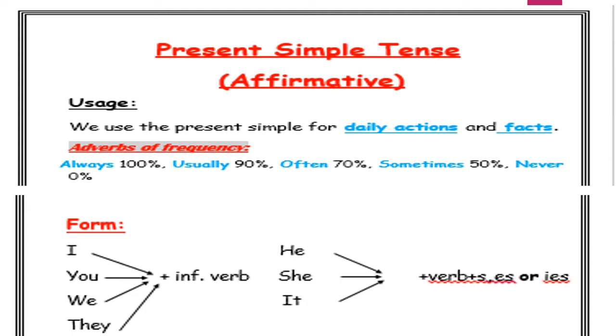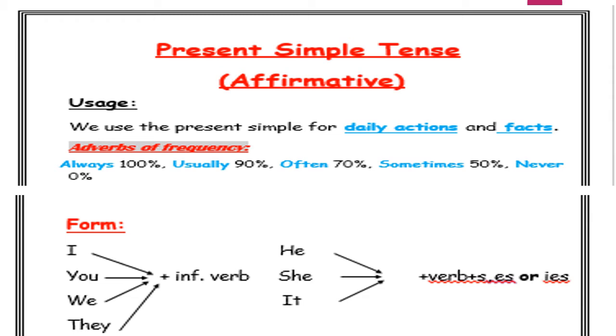We have something called adverbs of frequency. If I see one of these words, I'm certain that I'm in present simple tense. The first word is always: I'm certain about the action 100%. Usually, 90%. Often, the t is silent, often, 70%. Sometimes, 50%. Never, 0%. So the things never happen.